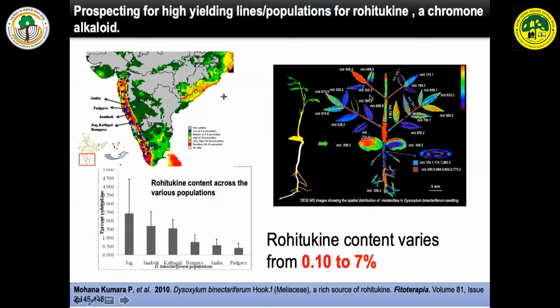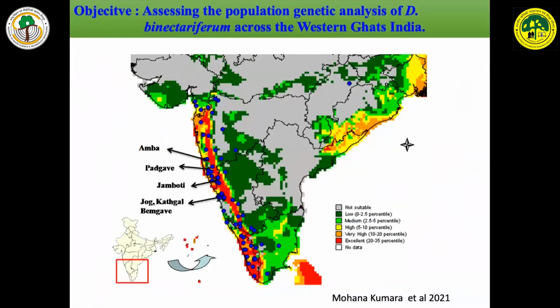At the seedling level, as I mentioned, using mass spectrometry imaging we identified the localization of these metabolites. They are not uniformly distributed; they are distributed heterogeneously. There are larger implications of these identifications, such as which tissue can be used in Ayurvedic studies.